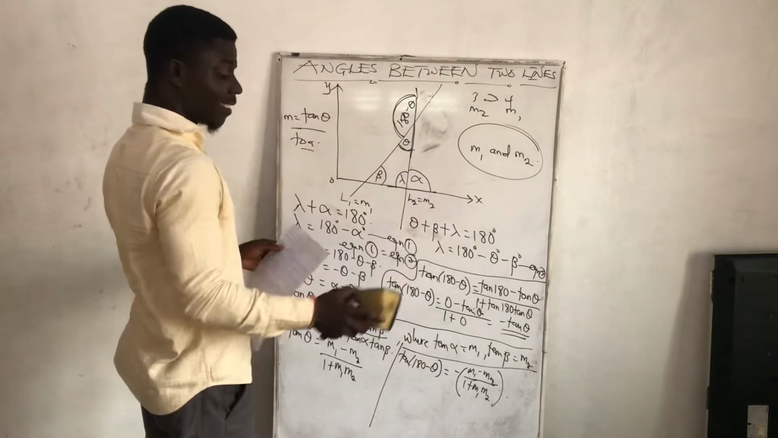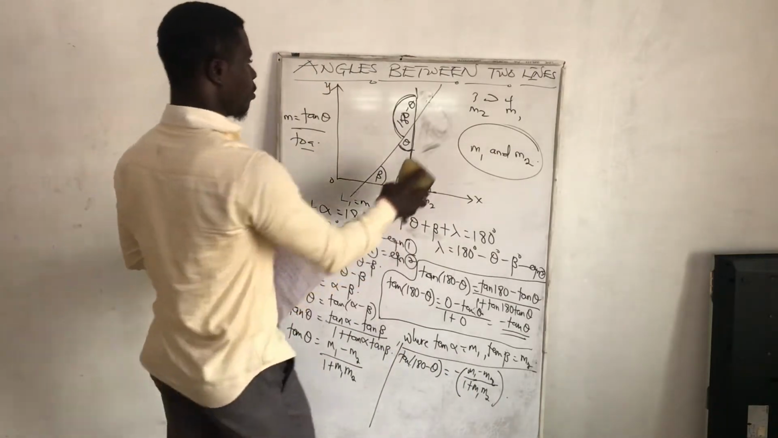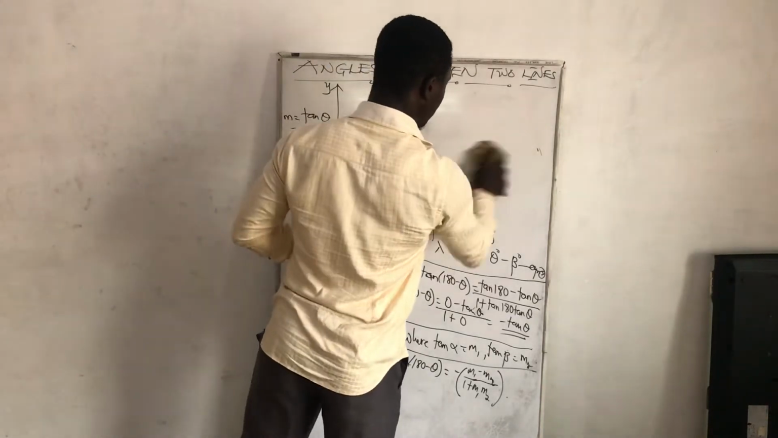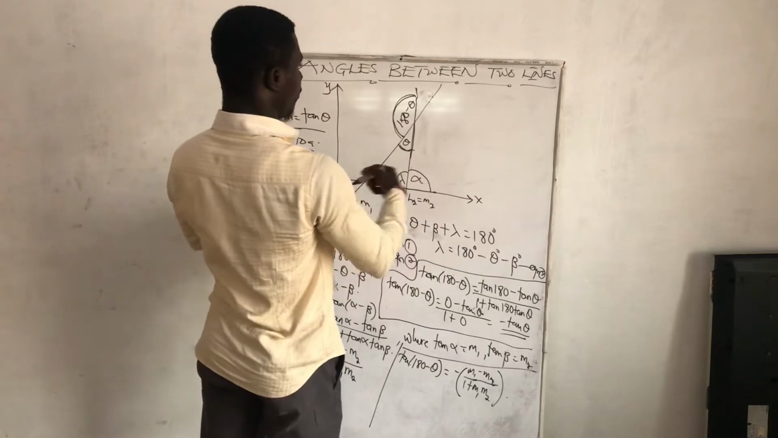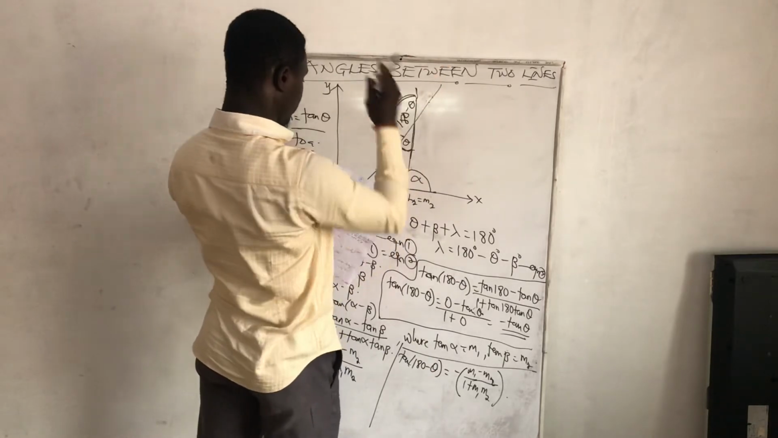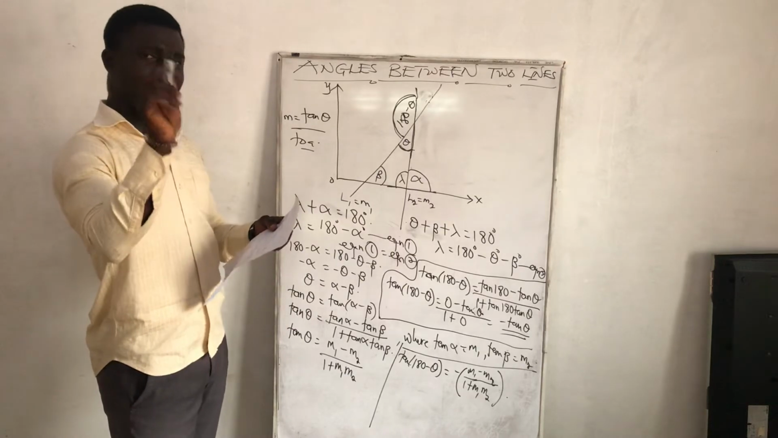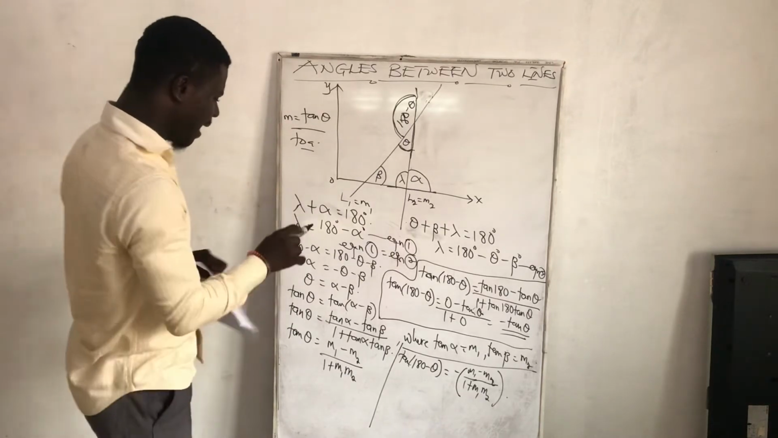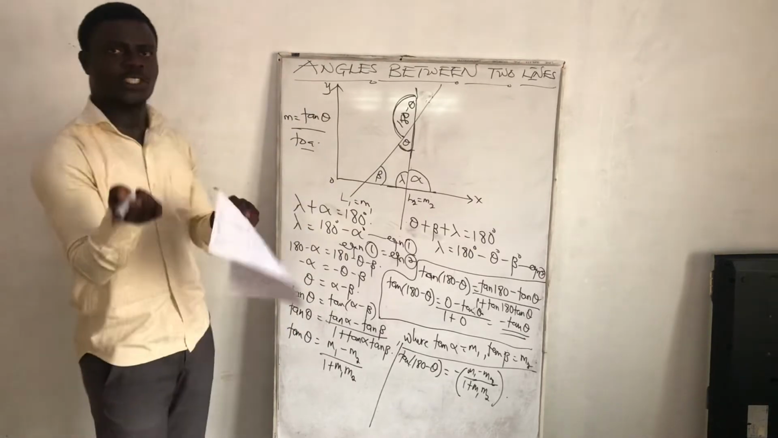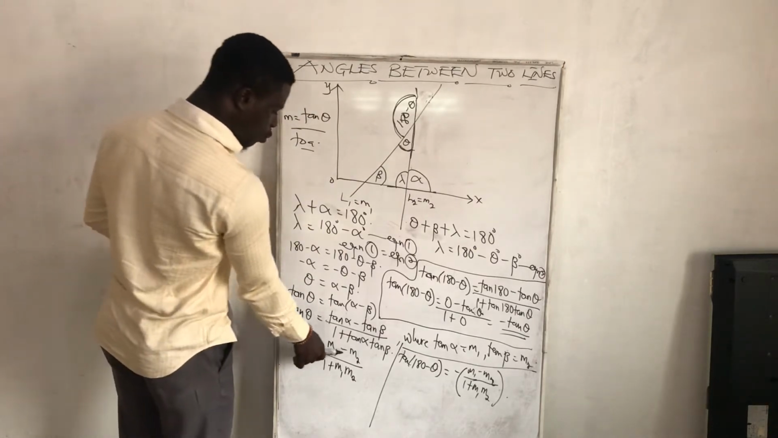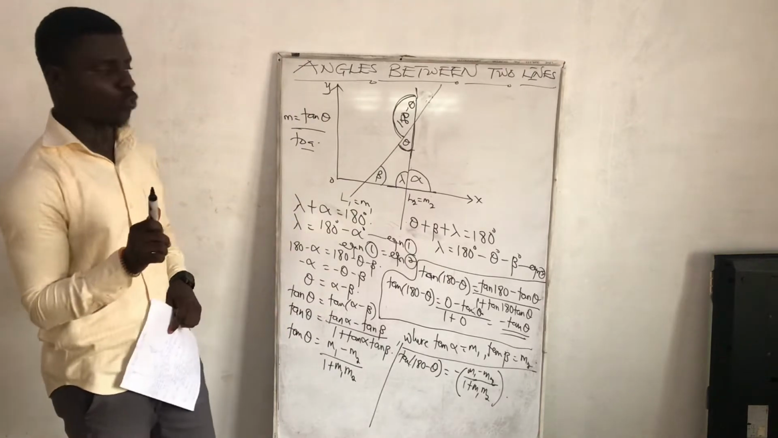In some books they can say that M2 is greater than M1. They are the same. Don't be confused. So now, if you are using M2 greater than M1, then the positions of M1 and M2 must change. So here will be M2 minus M1, then 1 plus M2 M1. Kindly take note of that.